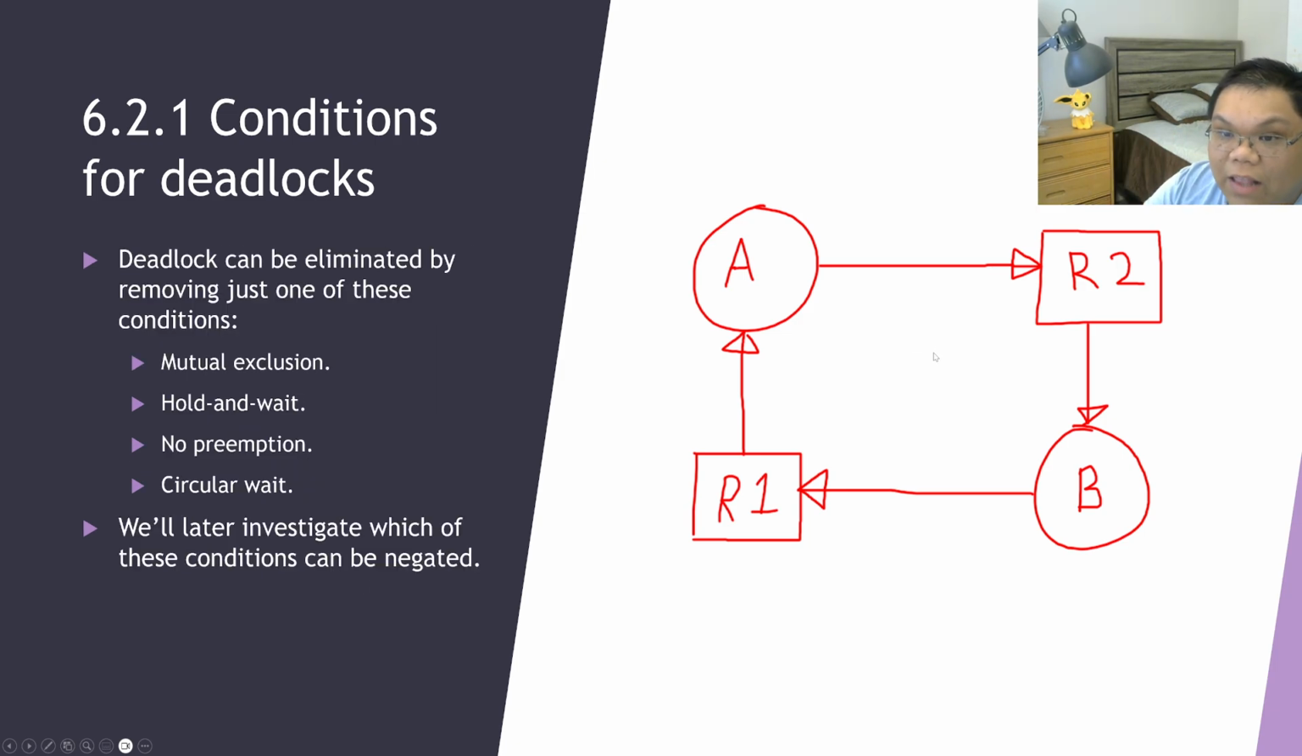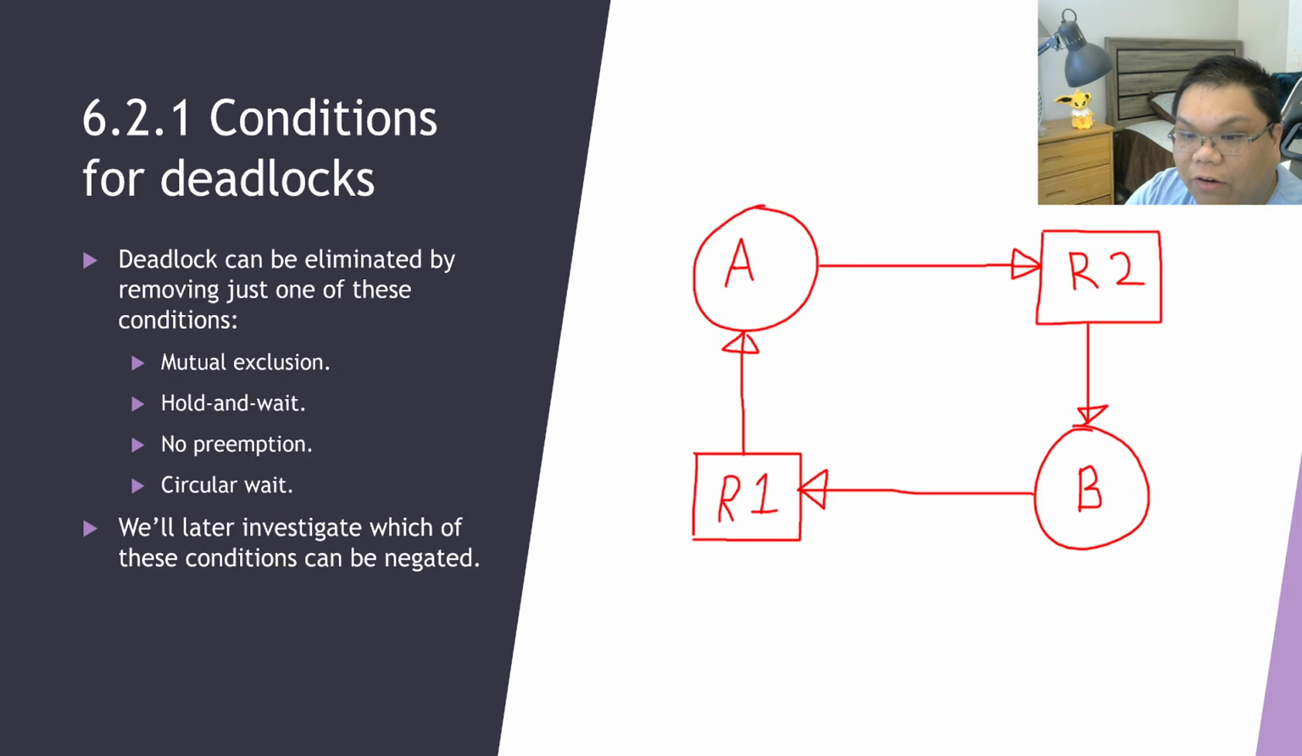We can eliminate deadlock by removing just one of these conditions. So we can eliminate mutual exclusion, or we can eliminate hold and wait, or we can eliminate that no preemption thing, or we can eliminate circular wait. If we eliminate even just one of those, we don't have deadlock. We'll look into that later on, by the way. Which of these conditions can be negated?